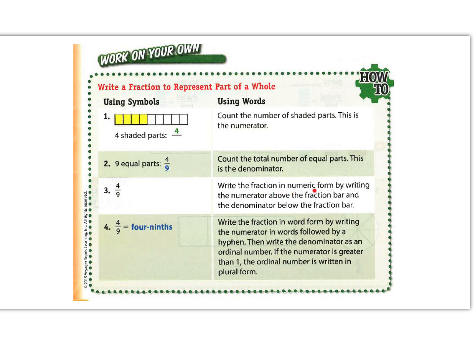Write the fraction in numeric form by writing the numerator above the fraction bar and the denominator below the fraction bar. So 4/9. Write the fraction in word form by writing the numerator in words followed by a hyphen. Then write the denominator as an ordinal number. If the number is greater than 1, the ordinal number is written in plural form. So like this, 4/9.